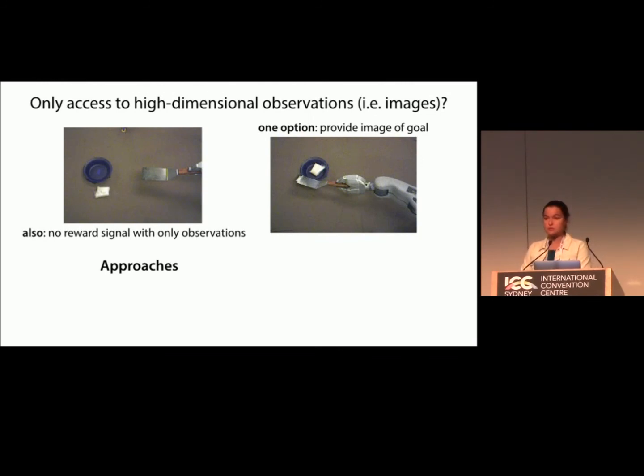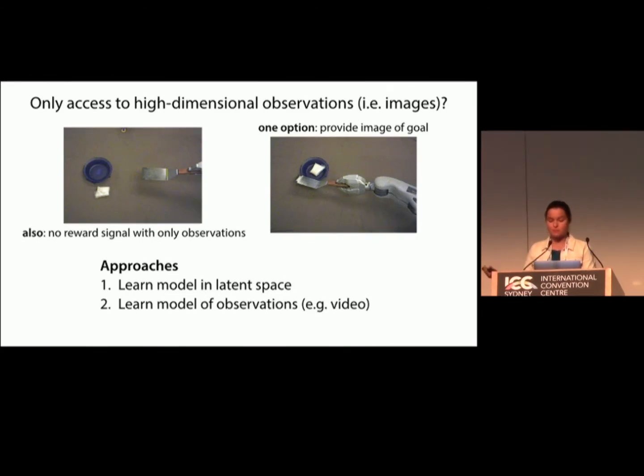So there are two approaches for solving this setting. One is to try and learn a latent space and learn a model in that latent space, and then perform model-based RL in that low-dimensional latent space. Another method is to learn a model of your raw observations and just perform model-based reinforcement learning in that high-dimensional space. And then another area that I won't cover today is using inverse models.